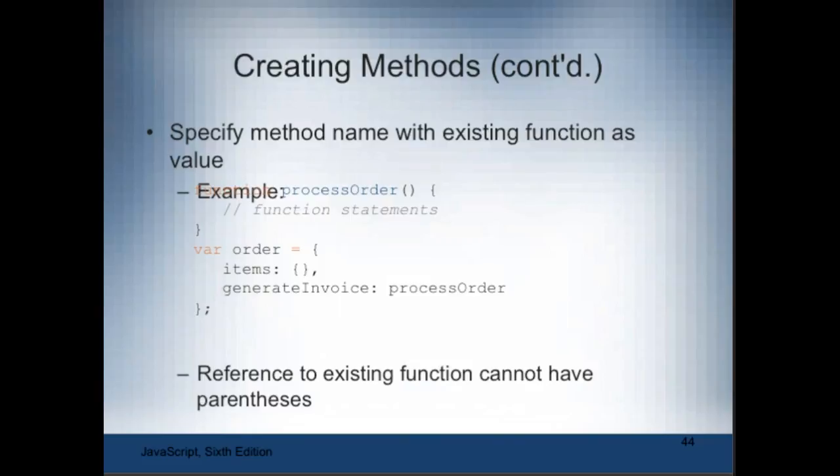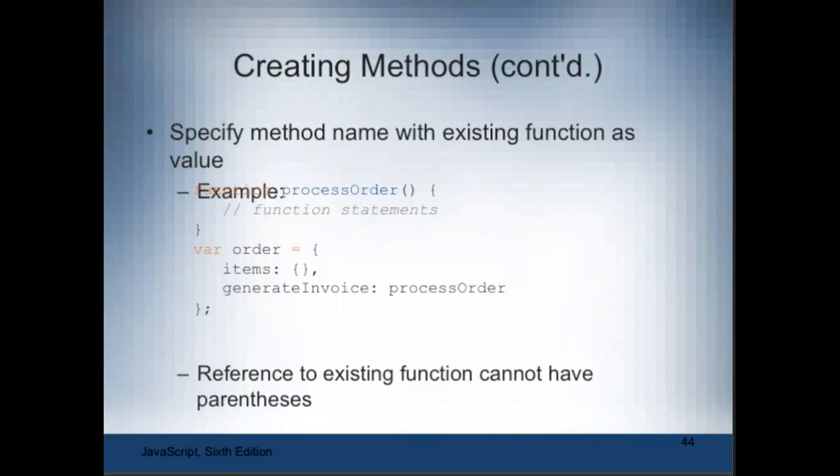Another way to declare a method is to specify a method name and use the name of an existing function as its value, as in the example on the screen. The code begins by defining a function with the name processOrder. Then the object definition for order declares a method with the name generateInvoice, which has the function processOrder as its value.